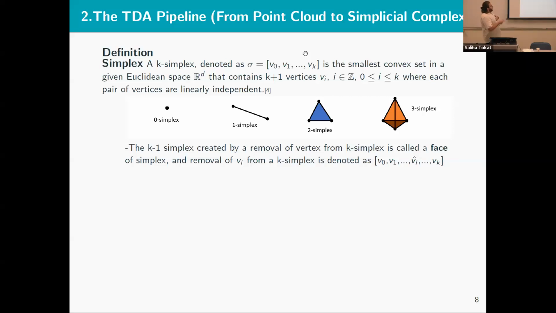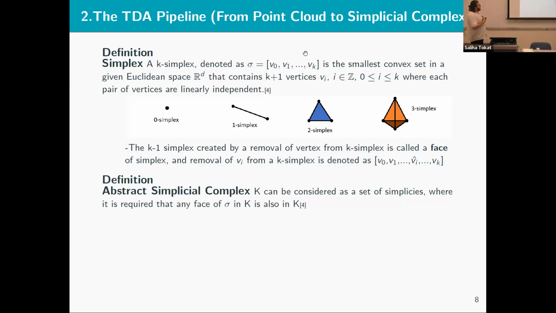The (k-1)-simplex created by removal of a vertex from a k-simplex is called a face. And when we remove a vertex, we represent it like this: we just put a hat on the vertex that will be removed.